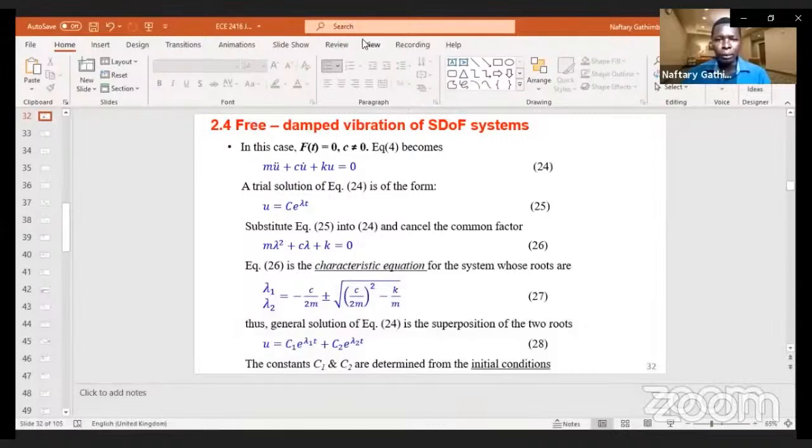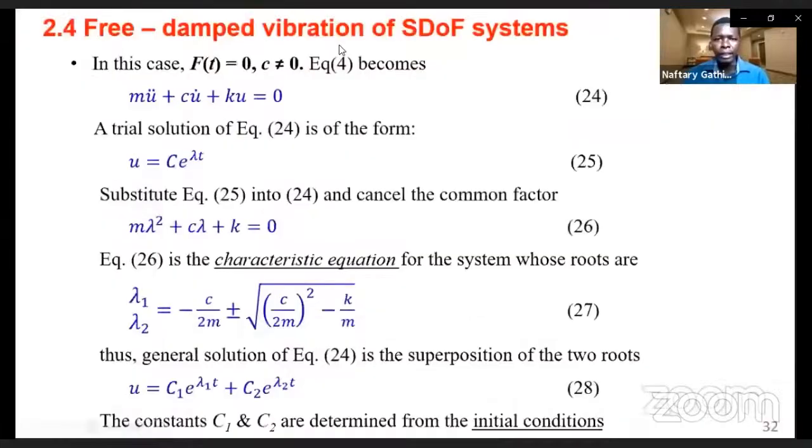So remember the equation. We talked of the equation of motion, or the fundamental equation of motion. This is standard for all cases. We say mü, or ma, the mass times acceleration, plus c times velocity, plus ku, equals f(t). This is the external excitation.